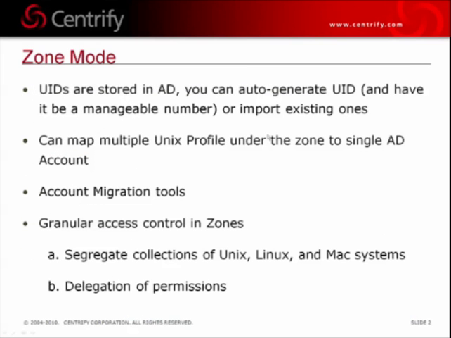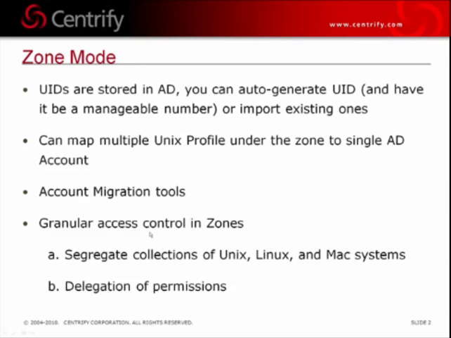In the zone mode, UIDs are stored in AD. You can auto-generate the UID and have it be a manageable number, or import existing ones. You can map multiple Unix profiles under the zone to a single AD account. For the account migration tools, you can import UIDs and GIDs from NIS or local etc password configuration files.